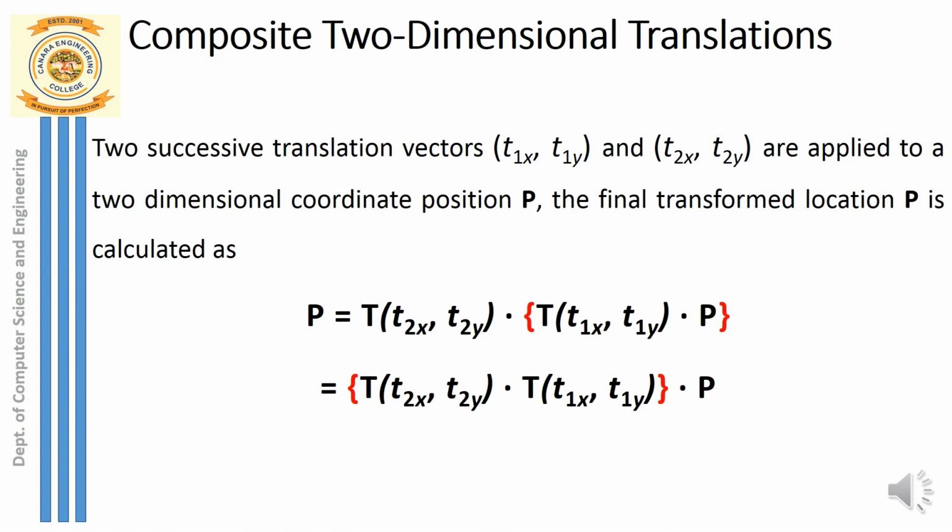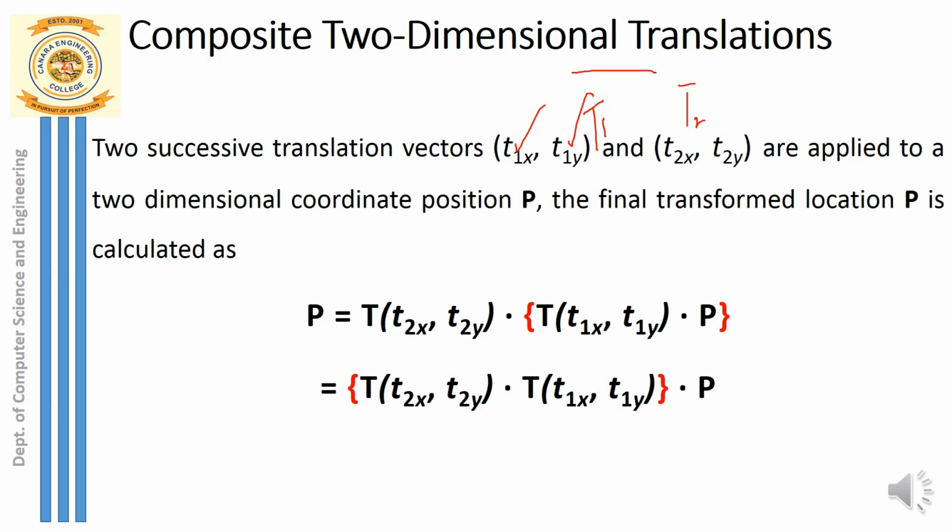We'll now start with the composite 2D translation technique. What is the composite translation technique? We have the translation parameters, which we've already seen, that is the x component of the translation and the y component of the translation. This represents, say, the first translation T1. Say I am applying one more translation T2, again with an x component T2x and a y component of translation represented by T2y.